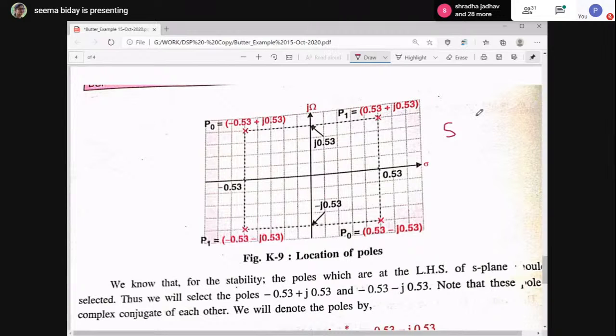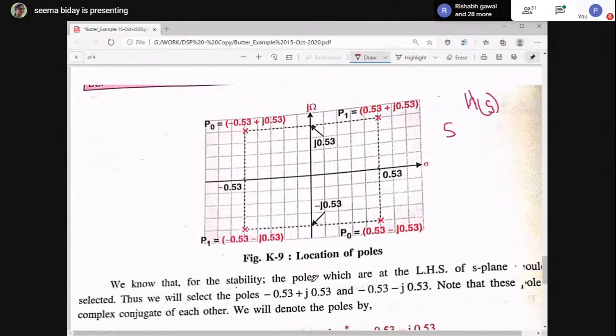First we will determine H of s, then we will convert this H of s to H of z. This is capital H, right? That's why this is P1, P0, P0, P1, P2, P1. So see here, these are antisymmetric poles, complex conjugate poles, plus j, minus j, plus j, minus j, like this. Complex conjugate poles you will find in the case of a Butterworth filter, right?